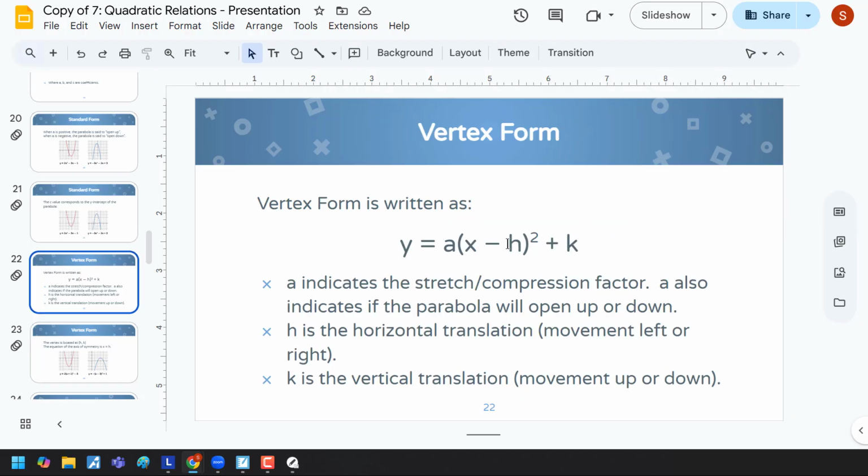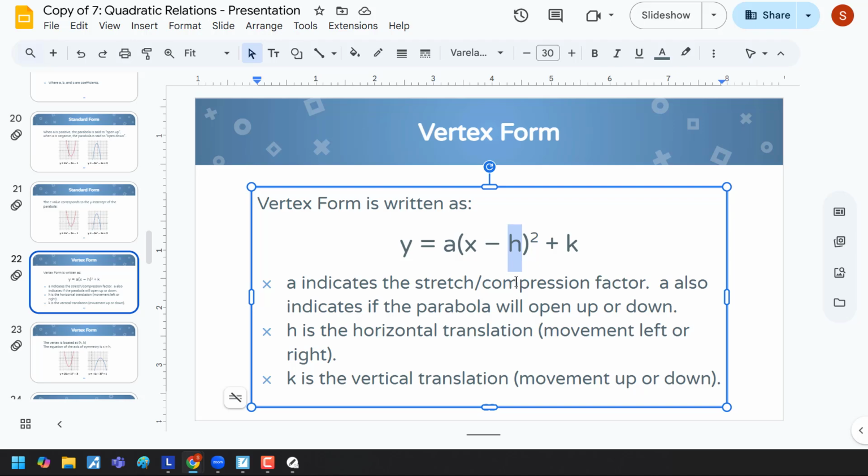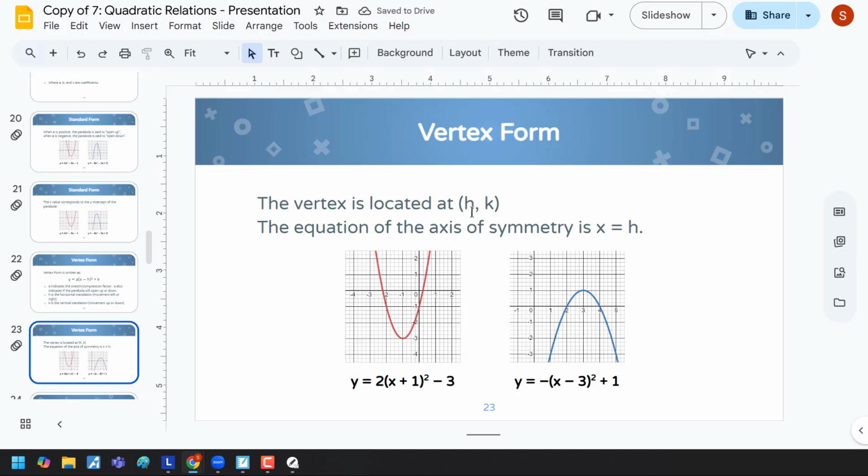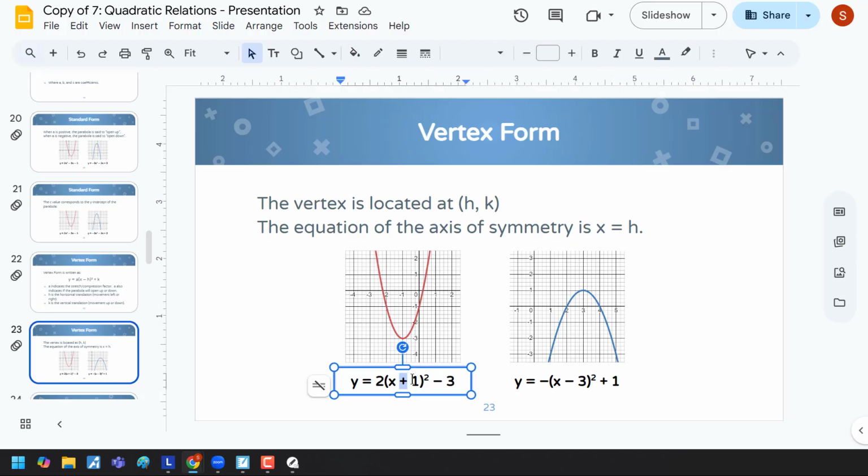If I substitute negative 1 in here, now I'm going to have minus negative 1, and that will change it to a plus 1. So what you need to understand is your h value is a little bit tricky, and whatever is written in the equation is actually the opposite sign for your h value. So in this case, my h value is not positive 1, it's negative 1.